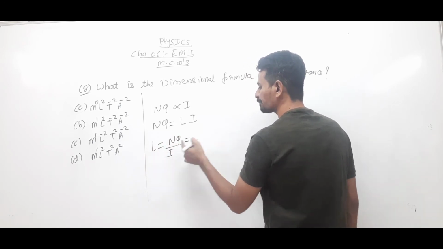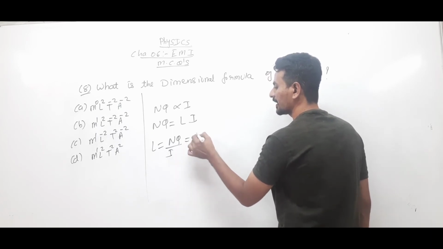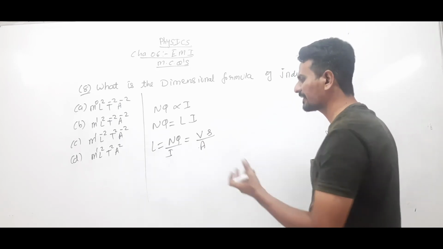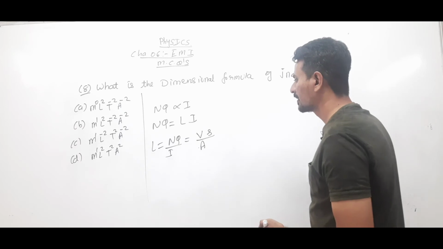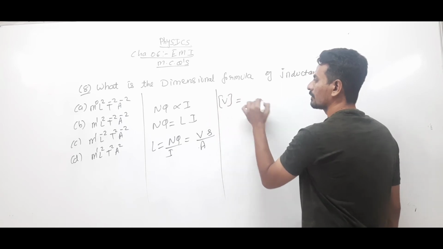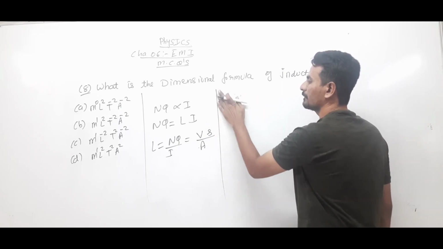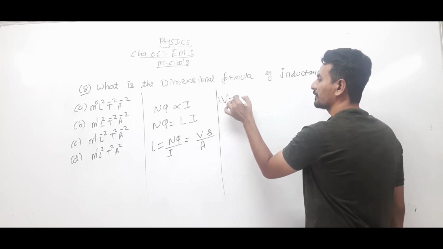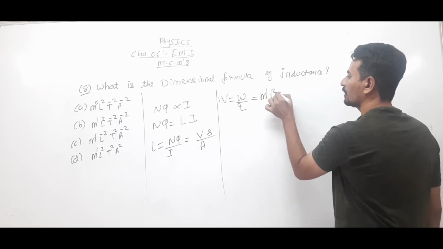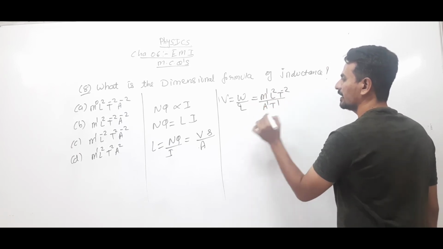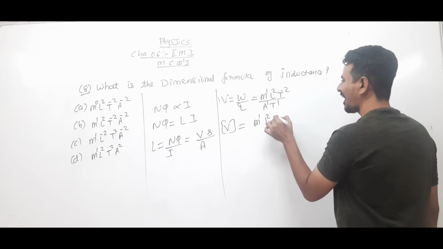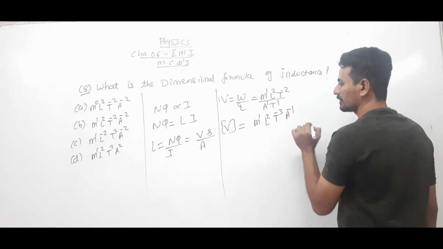So the unit of self-inductance is volt second by ampere, or you can say Weber per ampere. All mean the same. Now the dimension formula of volt: the definition of volt is potential difference, which is work by charge. So this will be M1 L2 T minus 2 upon A1 T1, so we get the dimension formula M1 L2 T minus 3 A minus 1.